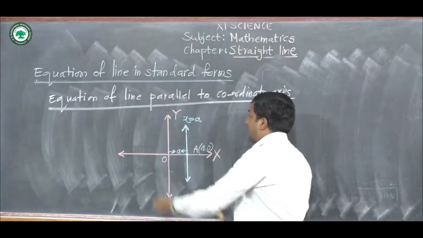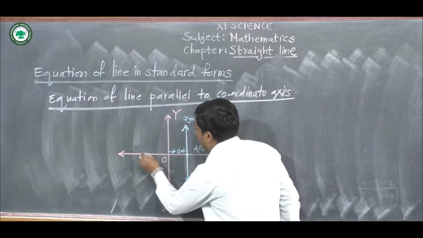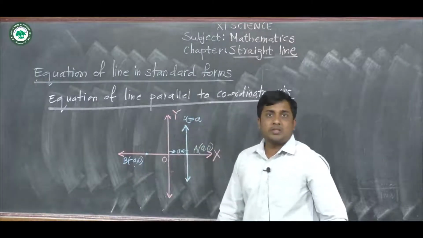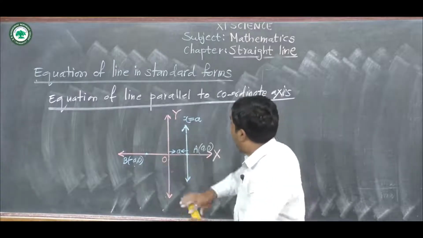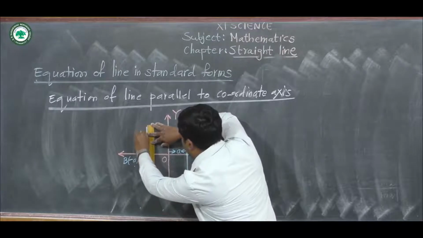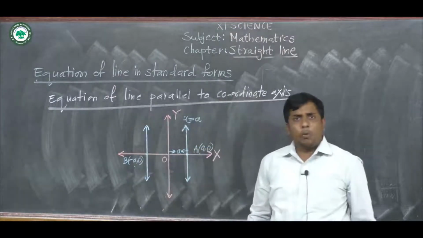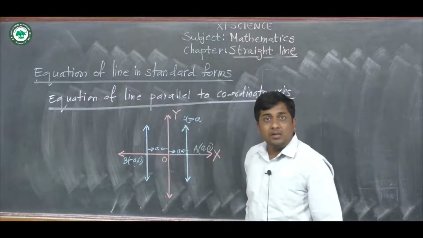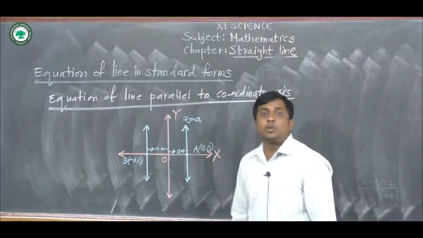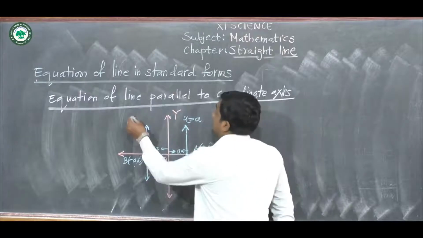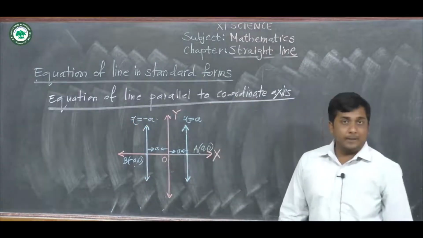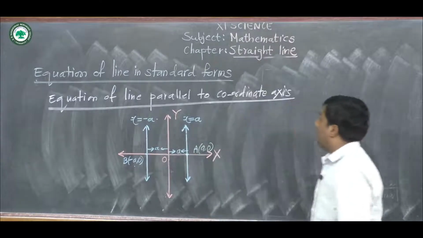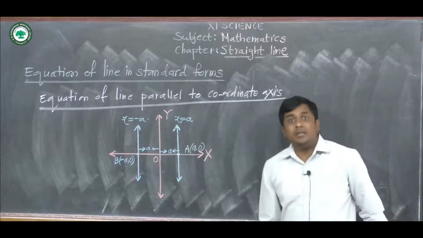Now we go with the left-hand side of the y-axis. Suppose here is our point B, having coordinates (minus a, 0). Suppose our line passes through the point B and is parallel to the y-axis. We know the distance of this point from the origin is a. So the equation of this line passing through the point B and parallel to the y-axis is always x is equal to minus a. So remember this part.